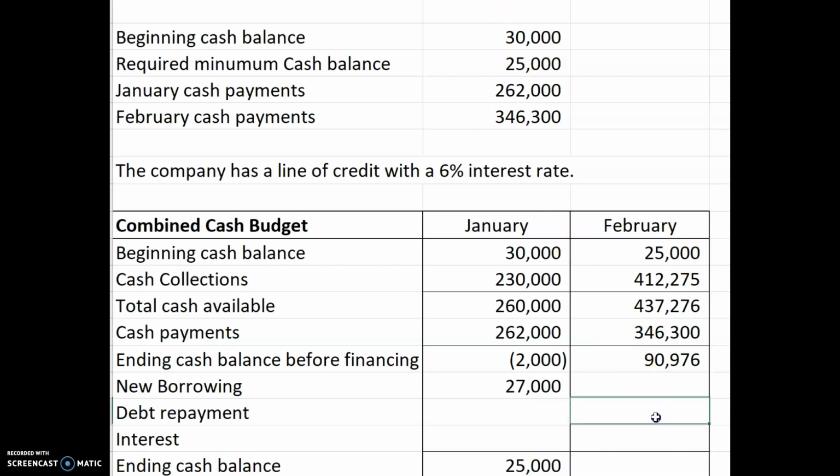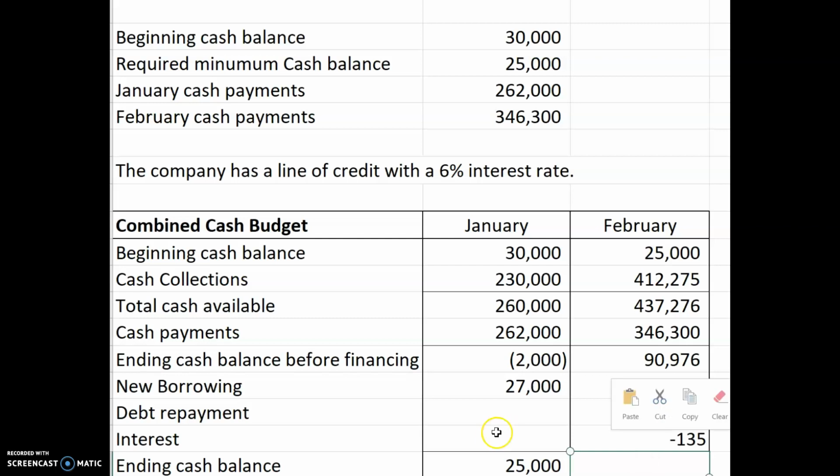So that means we can pay off our line of credit. But then we have to pay 1 month of interest. So 6% is the annual rate, so we have to go back to financial accounting. It's our principal times the rate, 6%, times the time, and we're paying for 1 out of 12. So we have to pay $135 in interest.